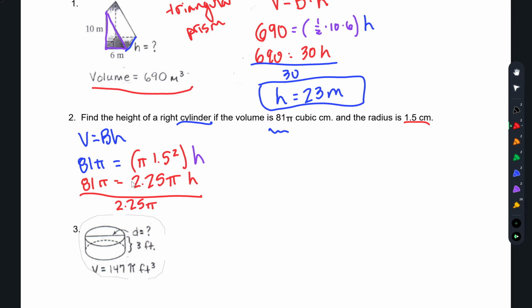Now, I strongly suggest that you cancel out those pi's before you put these numbers into your calculator. If you do want to leave the pi's in, you just have to be careful. The calculator is a little bit finicky when it comes to order of operations. You're going to have to put those numerators and denominators in their own parentheses before you hit divide. But otherwise, if we cancel out those pi's, it's really easy. Then we do 81 divided by 2.25 in our calculator. We should get that our height is 36 centimeters.